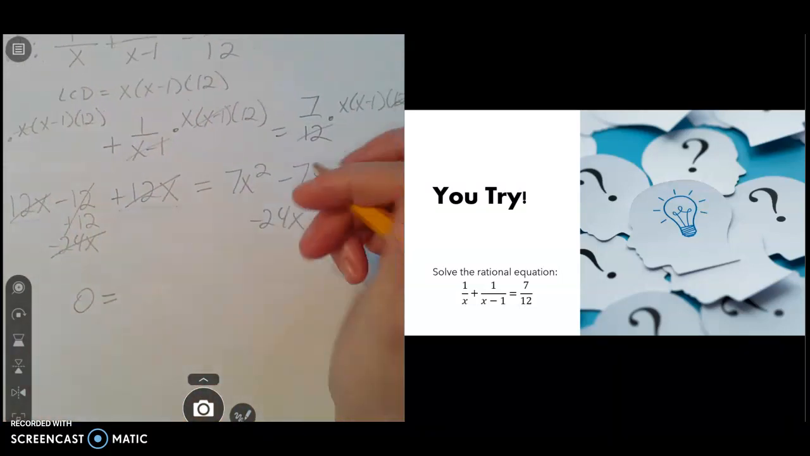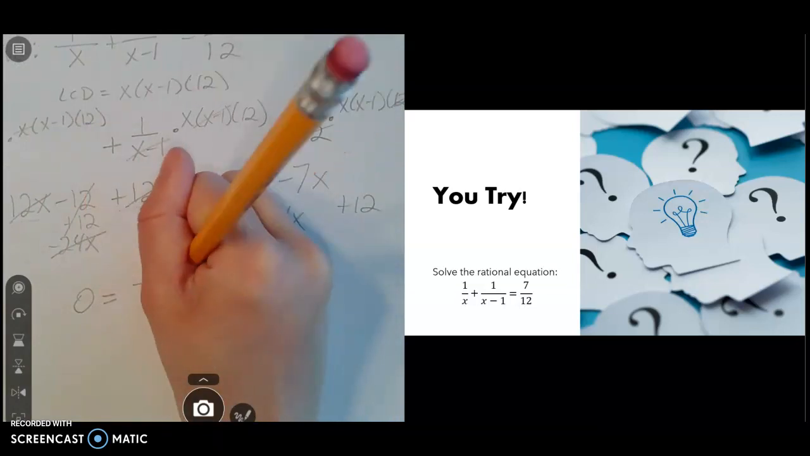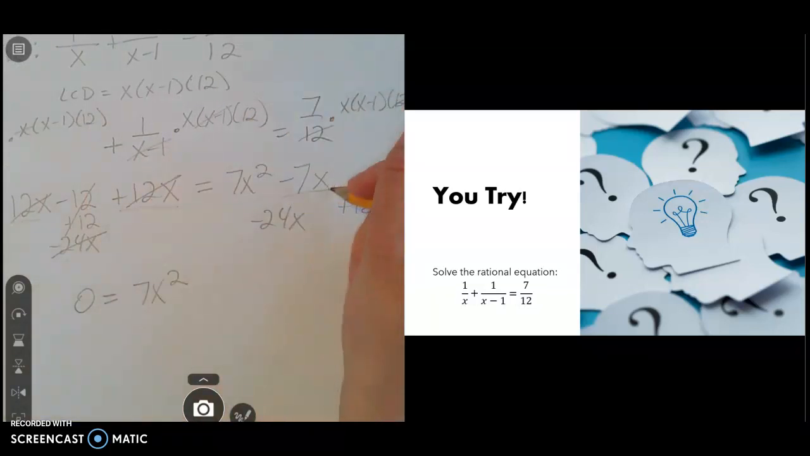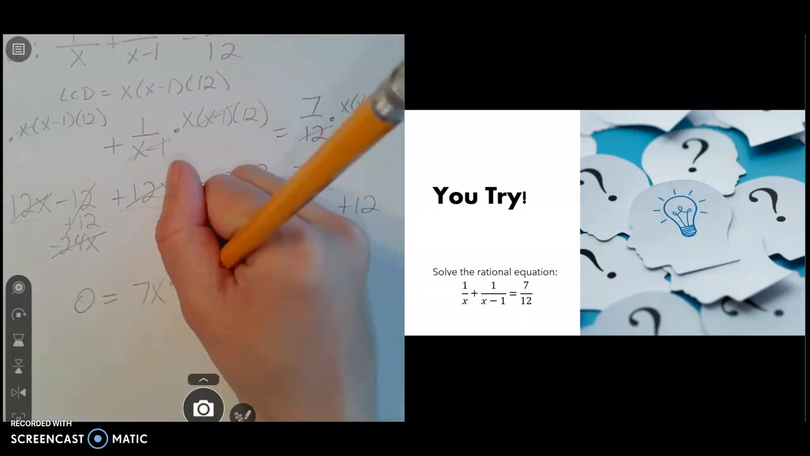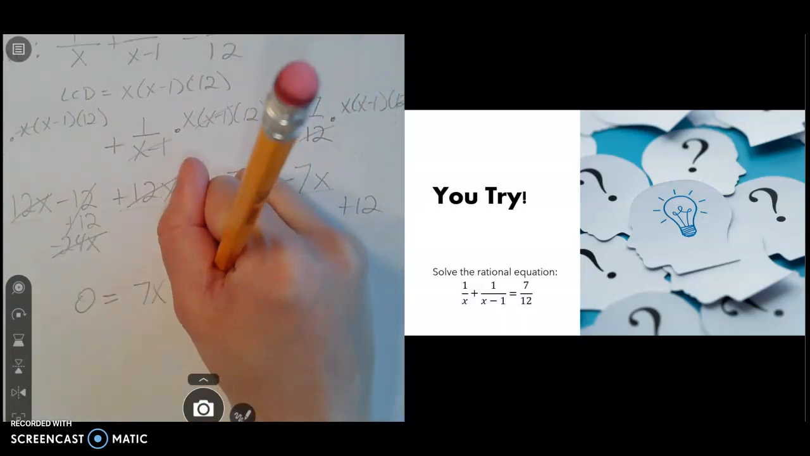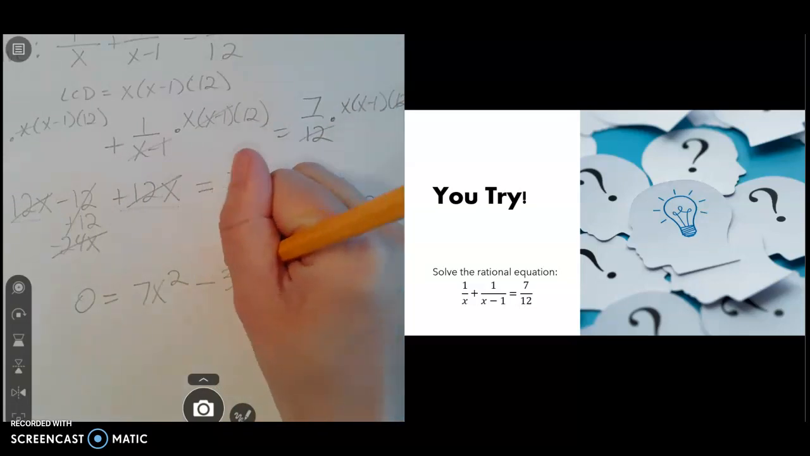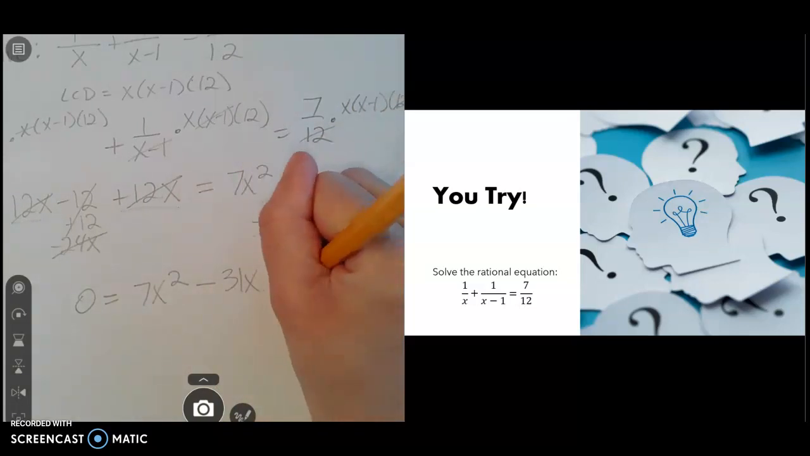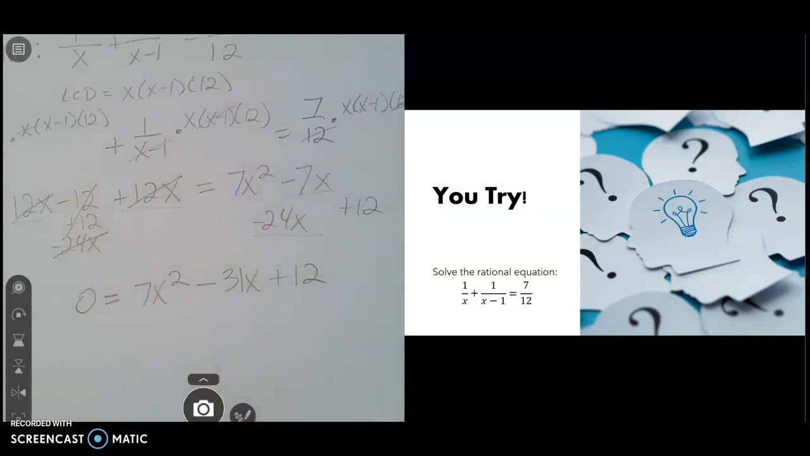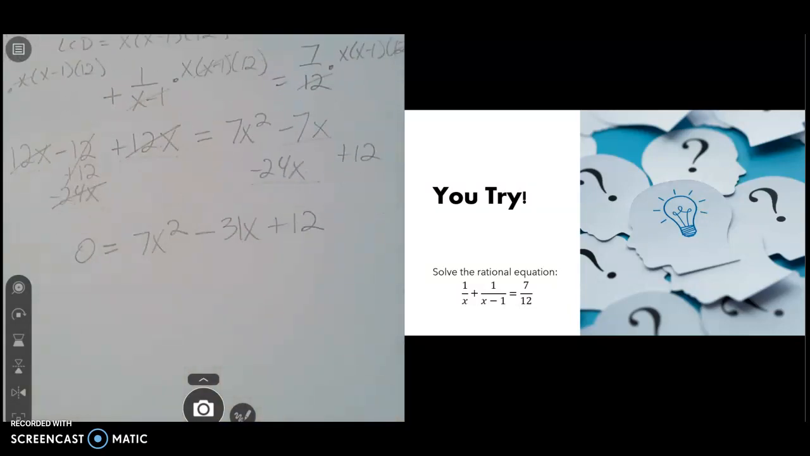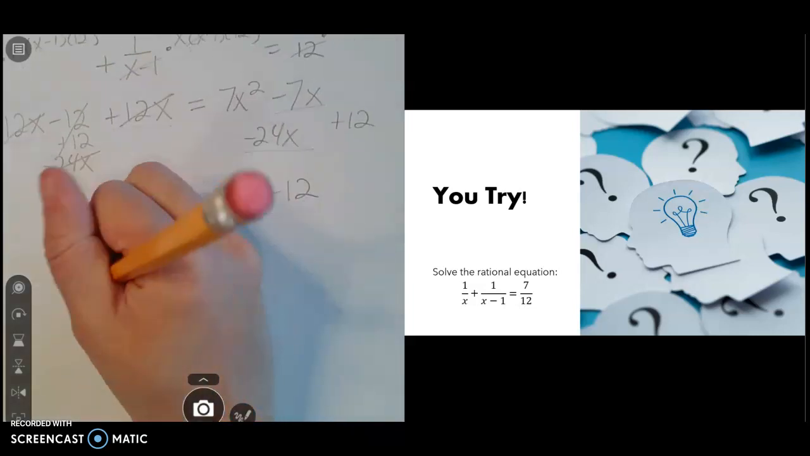On the right side, I've got a 7x squared. I can combine like terms here. Negative 7x minus 24x would be negative 31x. That's right. And then we have a plus 12. All right. Now this one, I don't know if it factors or not. It just doesn't look very pretty. So how about we try one of our other methods? Let's use the quadratic formula.